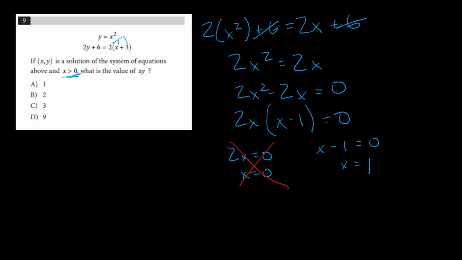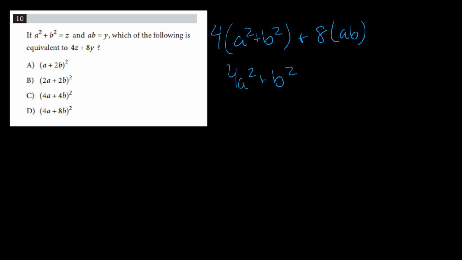Okay, now we just need the value of y. So if y equals x squared, which is 1 squared, we know y equals 1 also. So x times y equals 1 times 1, which is just 1. Answer choice A.